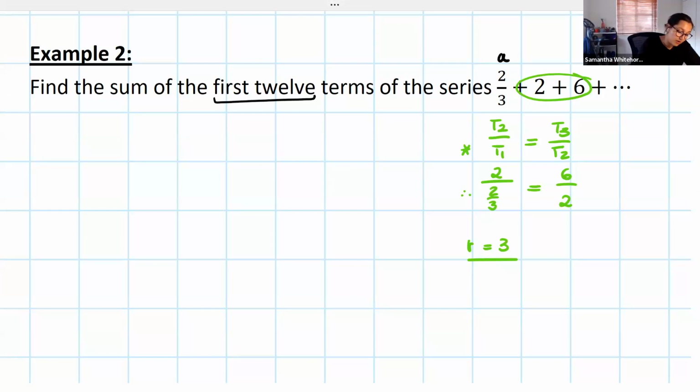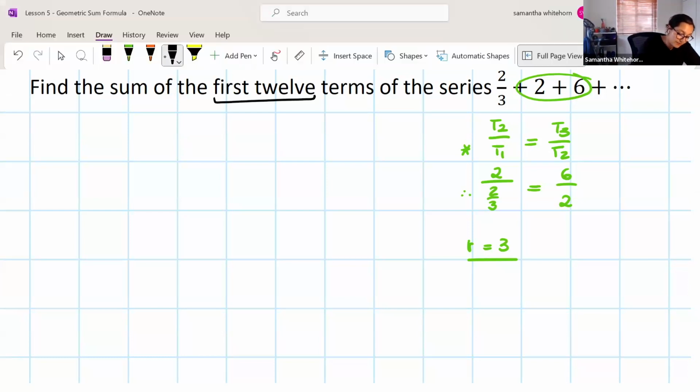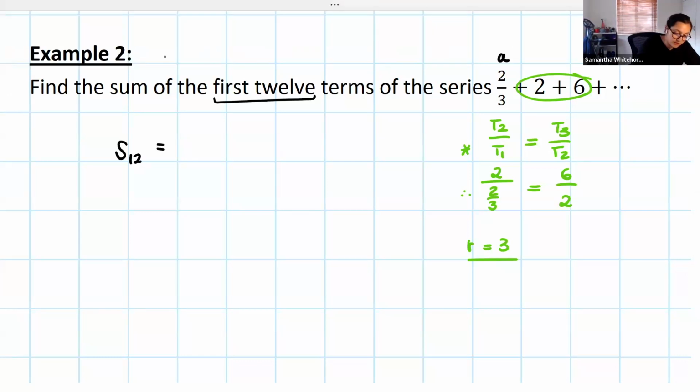However, we now have A and R, which is all we need for our sum. So the sum of the first 12 terms is equal to 2 over 3 times R, so times 3 to the power of 12 minus 1 all over 3 minus 1. Now, Gretel's, please just be careful when you do go and substitute this into your formula, because obviously now you've got a fraction in a fraction. So just be careful when you do put it in on your calculator. You shouldn't have a problem, but just be mindful of it.